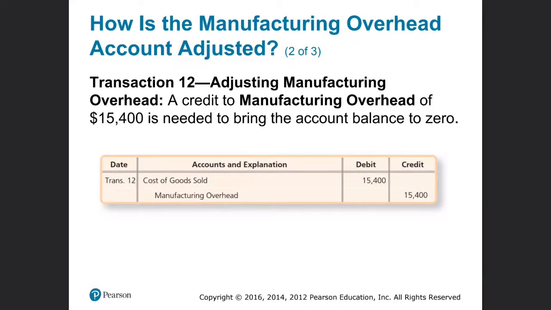So now on this next transaction, we are adjusting our manufacturing overhead. We have a credit to manufacturing overhead of $15,400, which is needed to bring the account balance to zero. So to record this, we're going to debit our cost of goods sold for $15,400, and we're going to credit our manufacturing overhead account for the same amount.